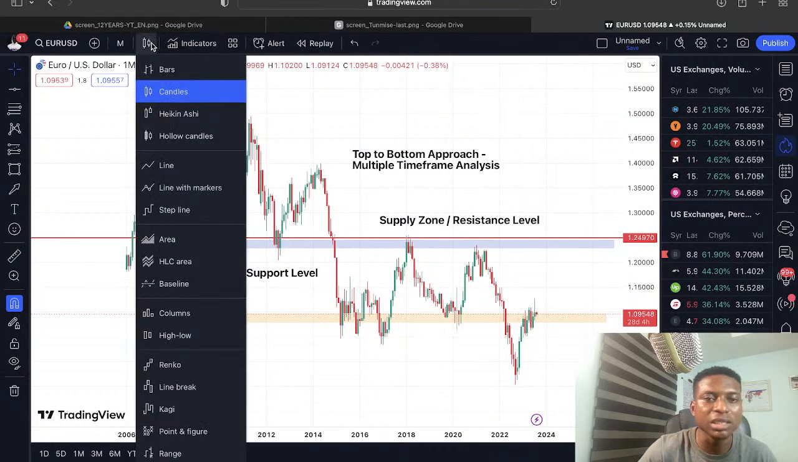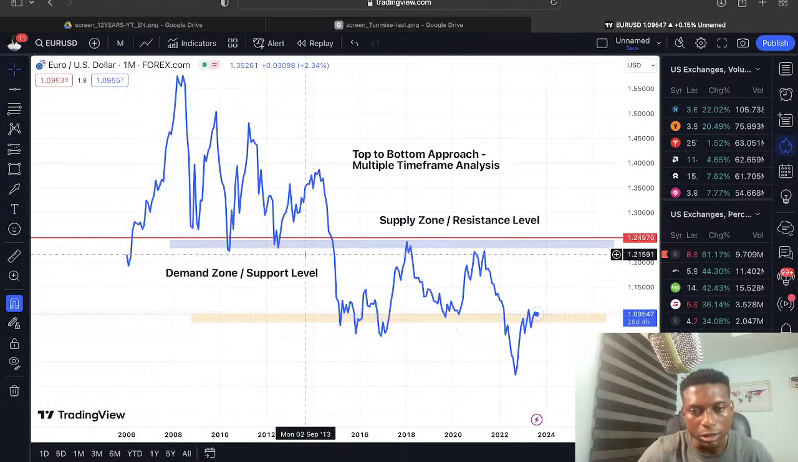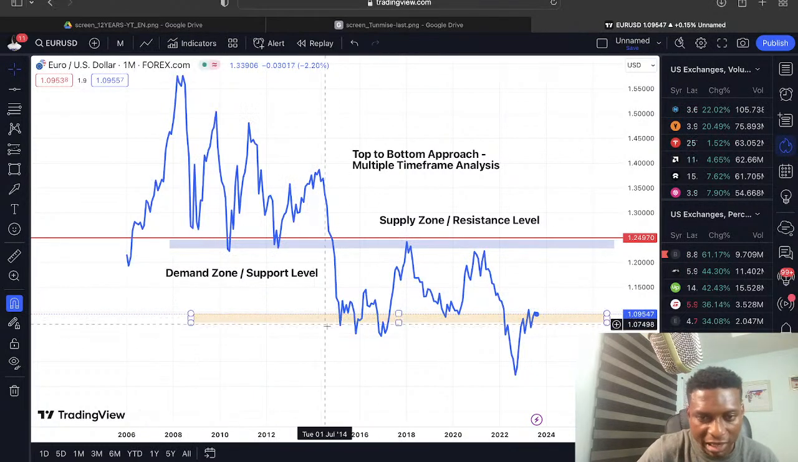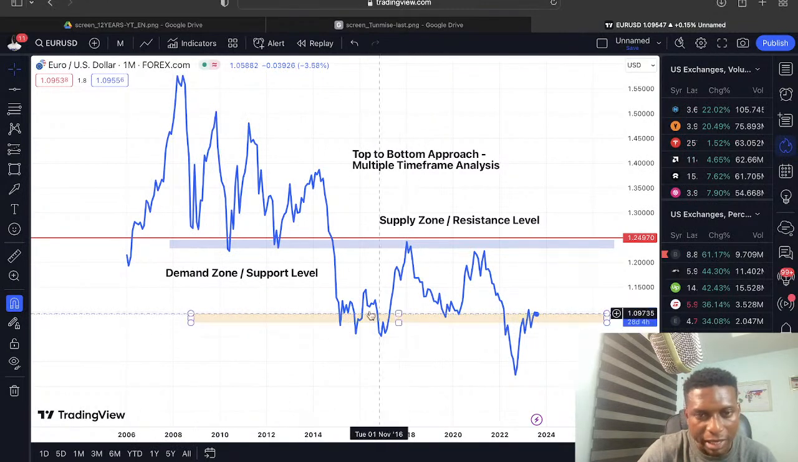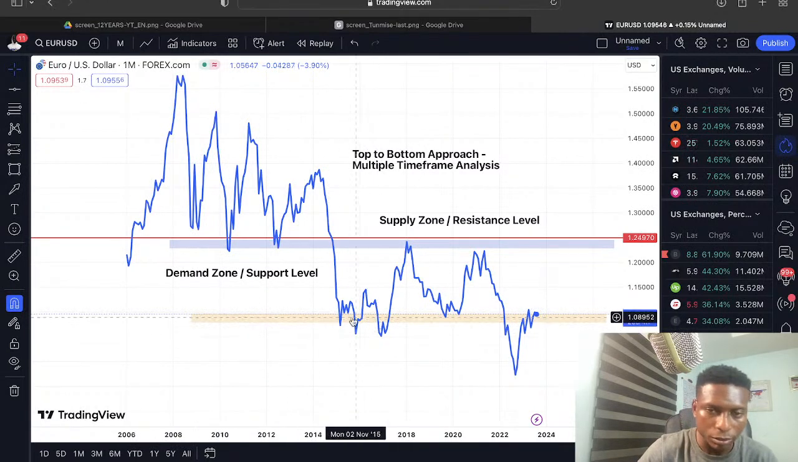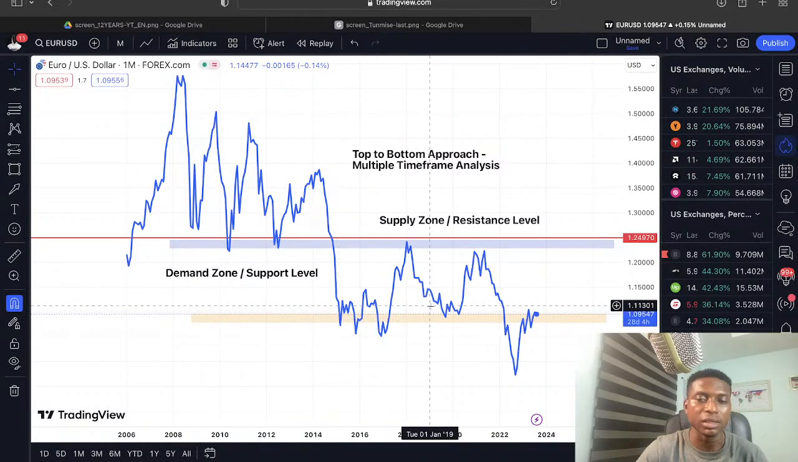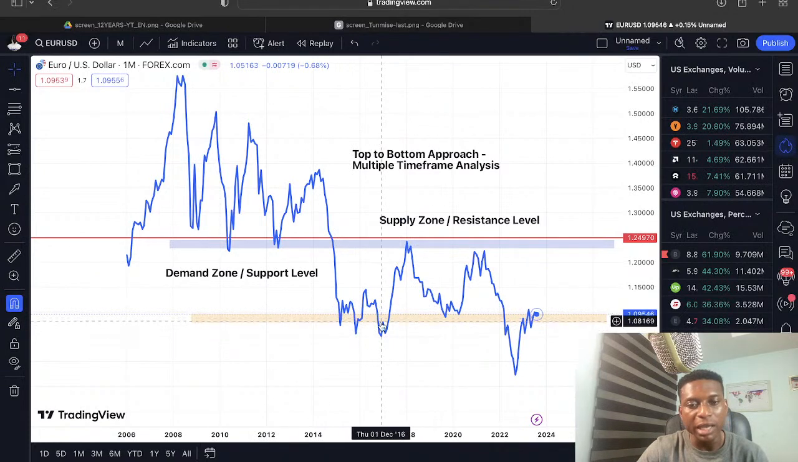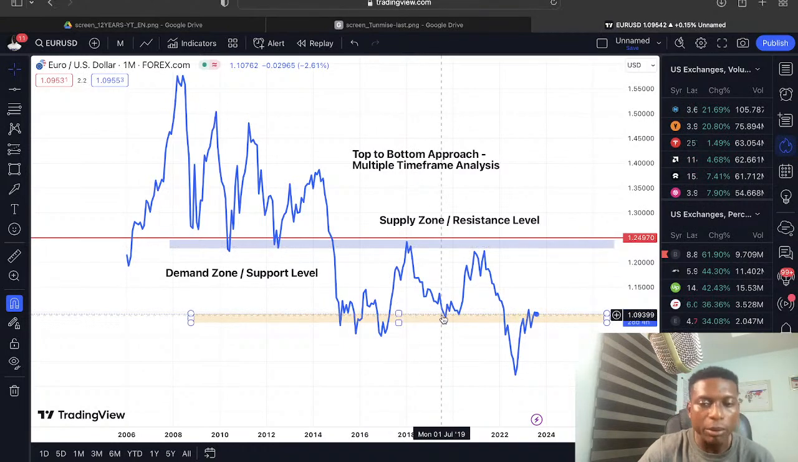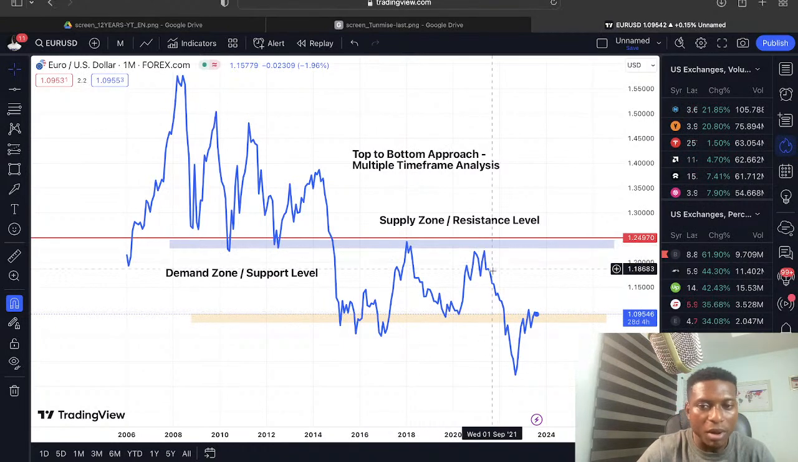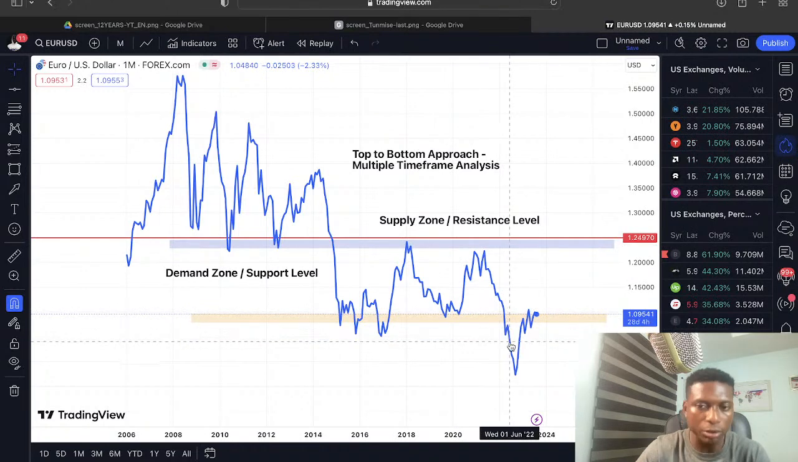Now let's check this in the line chart. You can see that this zone encompasses a support zone that holds price. So price came down here, could not break out downward, went back up, came down again, could not break out, went back up, and finally came here and broke out.